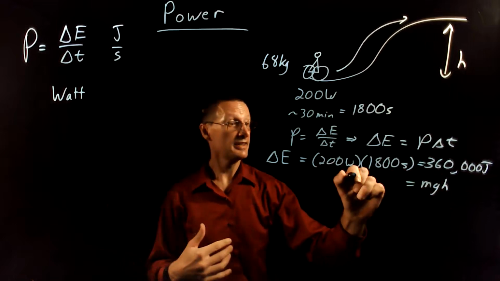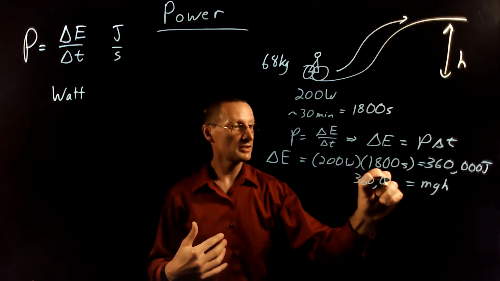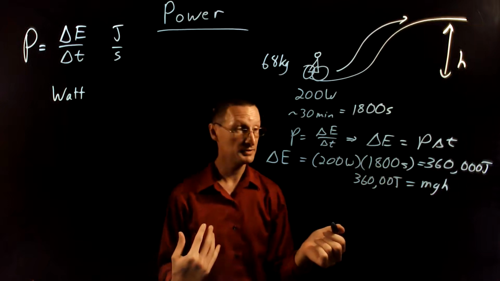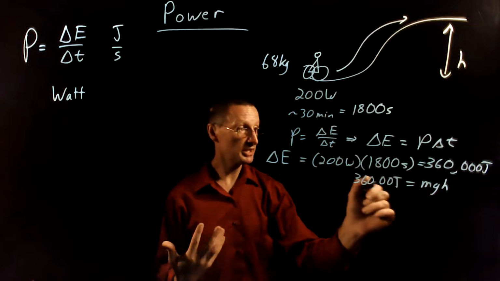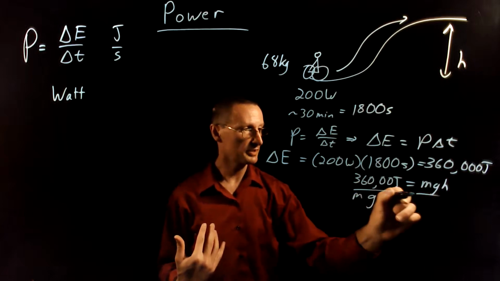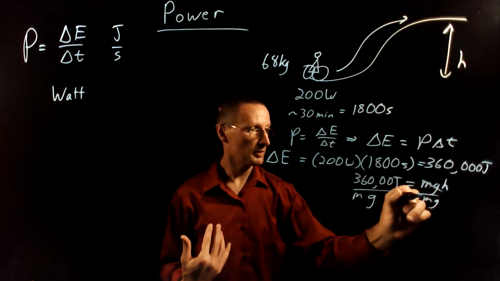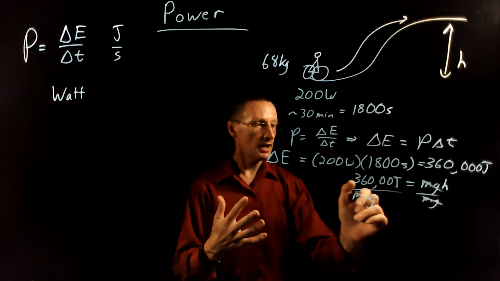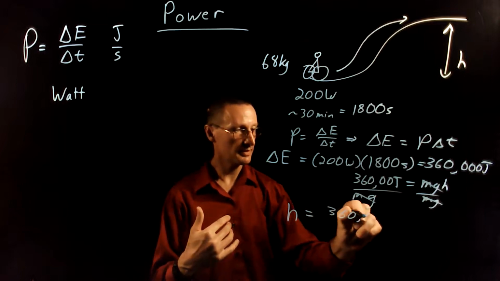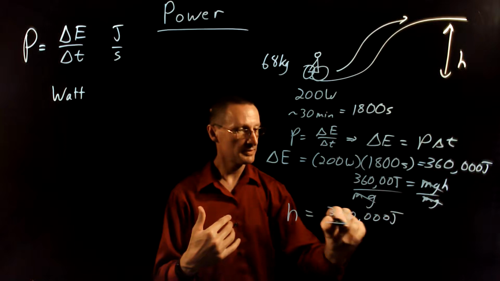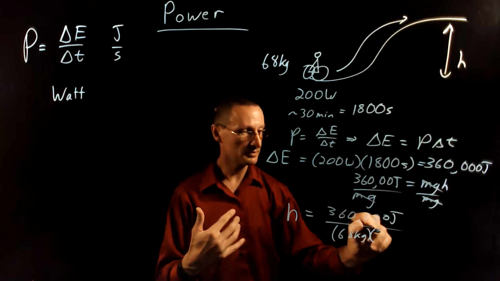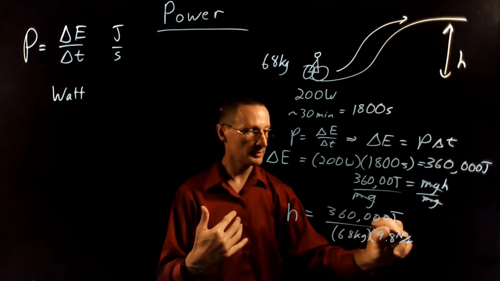So we're saying that the 360,000 joules is mgh. And so we need to find the h in that mgh. Well, we know their mass, so we can just divide both sides by the mass and the gravitational constant g. And that will cancel those. So that tells me that the height is equal to 360,000 joules divided by the mass, which is 68 kilograms, times the gravitational constant, 9.8 newtons per kilogram.